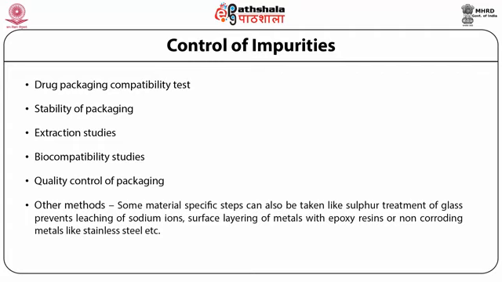And other methods, some material specific steps can also be taken, like the sulfur treatment of the glass prevents the leaching of the sodium ions. Surface layering of the metals with epoxy resins or non-corroding metals like stainless steel, etc., are generally performed in order to control the impurities given by packaging material.